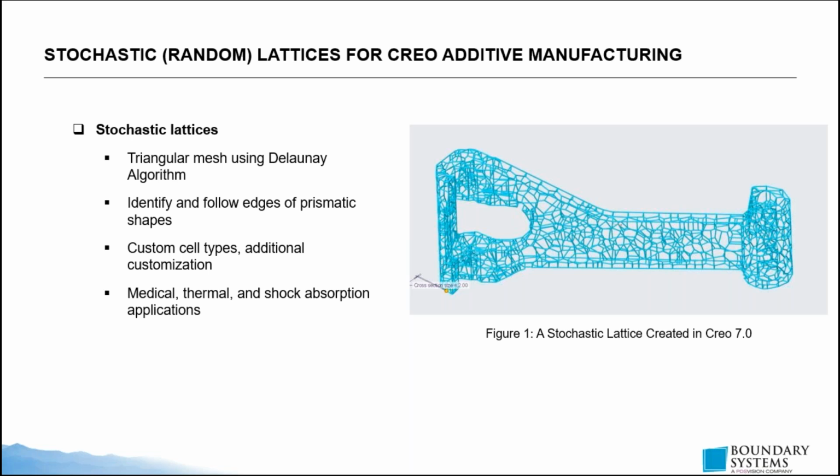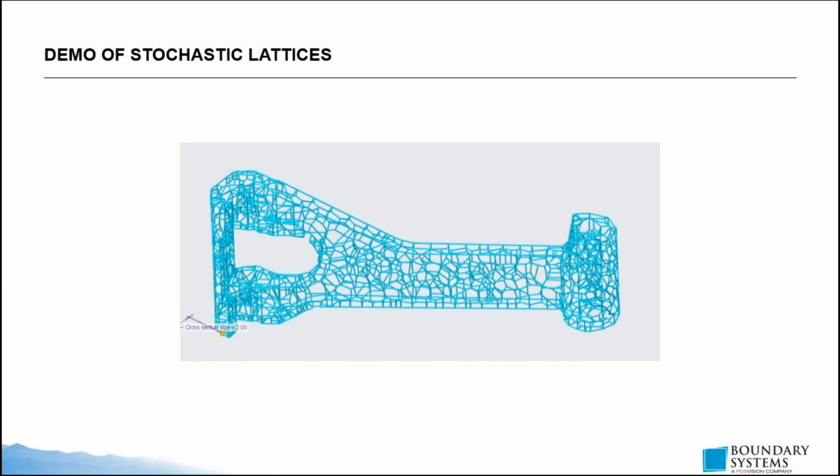And again, a lot of these will have applications when it comes to medical, and also improvements when it comes to thermal analyses and also shock absorption as well. Just to give some examples. And so again, this is just a quick overview here of some of the improvements in Creo 7 when it comes to stochastic lattices. And so at this point, I'll go ahead and pass it off to Sevi to show a quick demo of that.